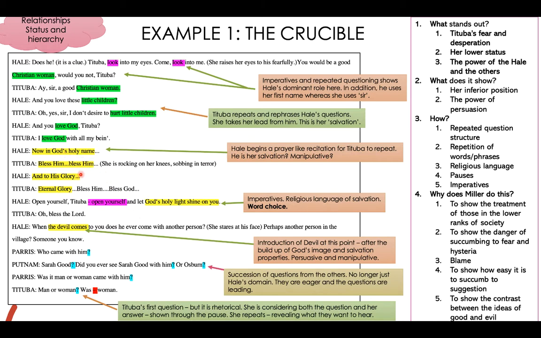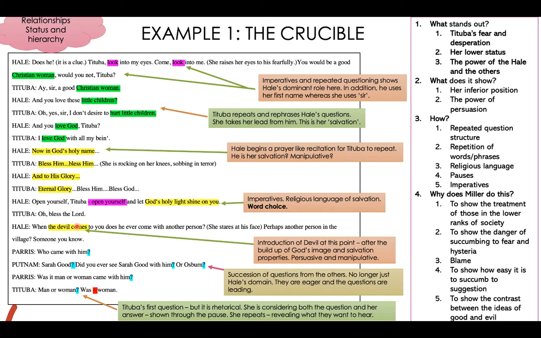So we've got, "In God's holy name, bless him, unto his glory, eternal glory." So she repeats him again, and then she repeats, "Bless him." So this is like her prayer. This is her trying to save herself. And then we come back to these imperatives that we started off with, and he's reminding her of his dominance here, and that he is her salvation, and all she really needs to do is follow his instruction. So again, the word choice, but also the religious language here of salvation. He's offering her salvation. "Let God's holy light shine on you."